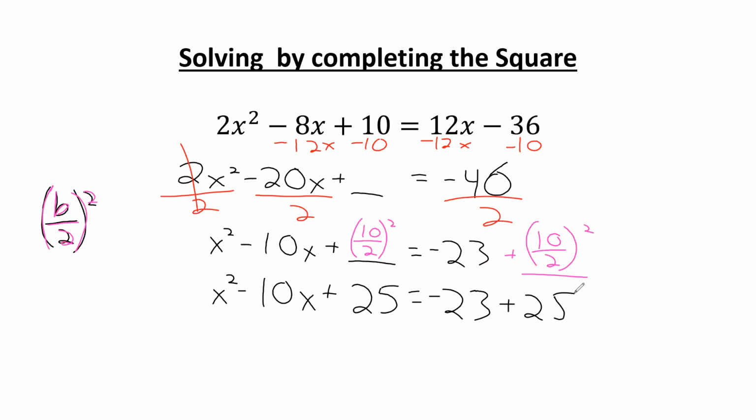Now, at this point, this entire side to the left is a perfect square trinomial. Why is that important? Because now I can factor this part into a binomial that's squared. So I take the first term, I'm going to take the square root of it. So I am square rooting.